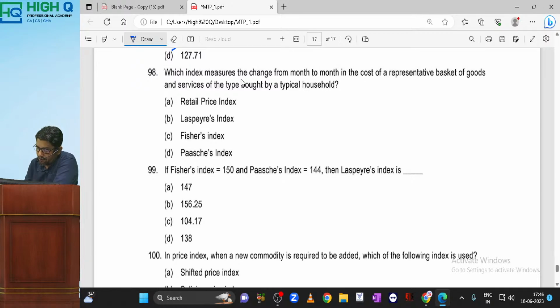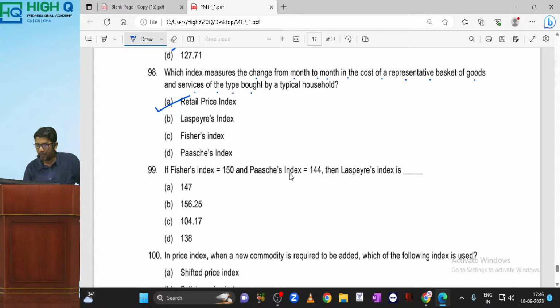Which index measures the change from month to month in the cost of a representative basket of goods and services bought by a typical household? It is the retail price index, my dear.